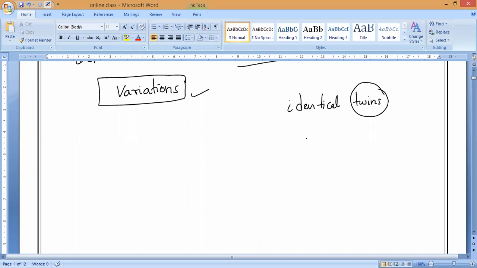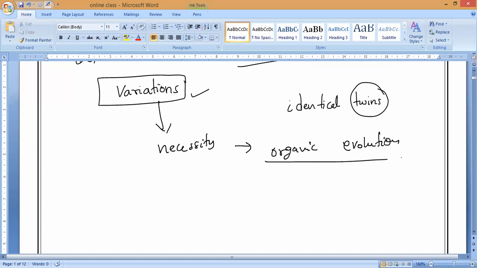If the variations do not take place, then what will happen, sir? That is what we will study in today's class. Why variations are so important for organic evolution, we will see now. Variations are very necessary for organic evolution. With one example I will explain what will happen to the organism if variations do not take place. So let us discuss today's class.